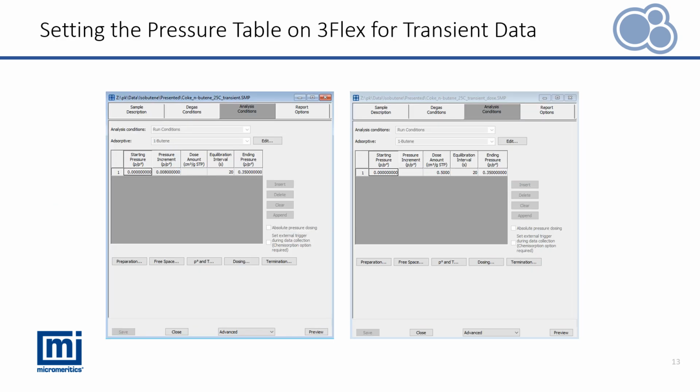Now let's talk about how to set up the pressure table to collect a quality set of transient data. In the 3Flex, we have two methods of dosing. One is setting the pressure table with pressure increments, shown on the left, and another one is setting a fixed dose amount in cubic centimeters per gram, shown on the right.